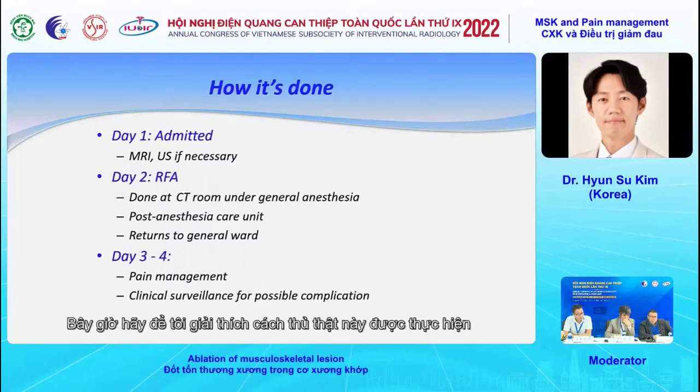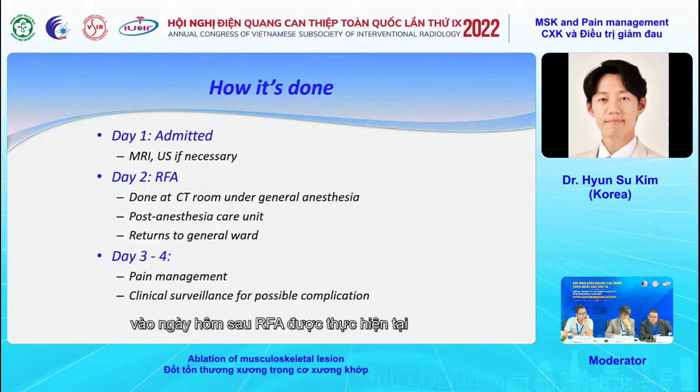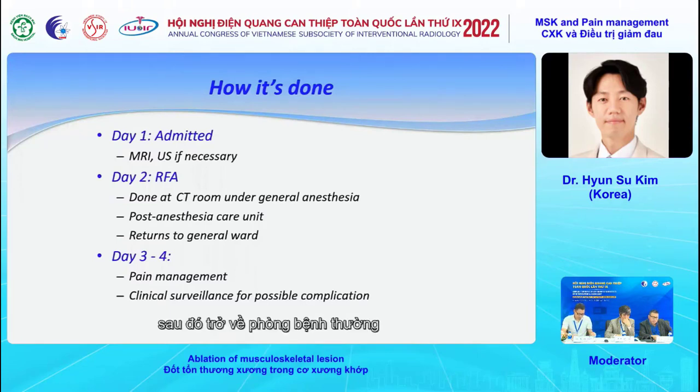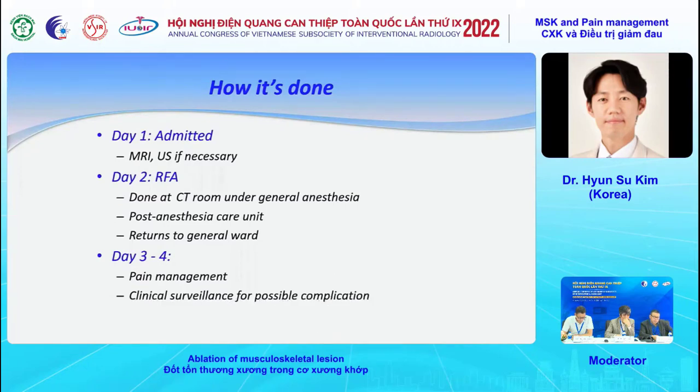Now let me explain how the operation is performed. The patients are generally admitted the day before the RFA. MRI or ultrasound is performed to evaluate any change in size of the lesion if necessary. On the next day, RFA is done in the CT room under general anesthesia. After the procedure, the patients are initially moved to the post-anesthesia care unit and return to the general ward. Patients are usually admitted for 1 or 2 days after the procedure for pain management and clinical evaluation of possible complications.